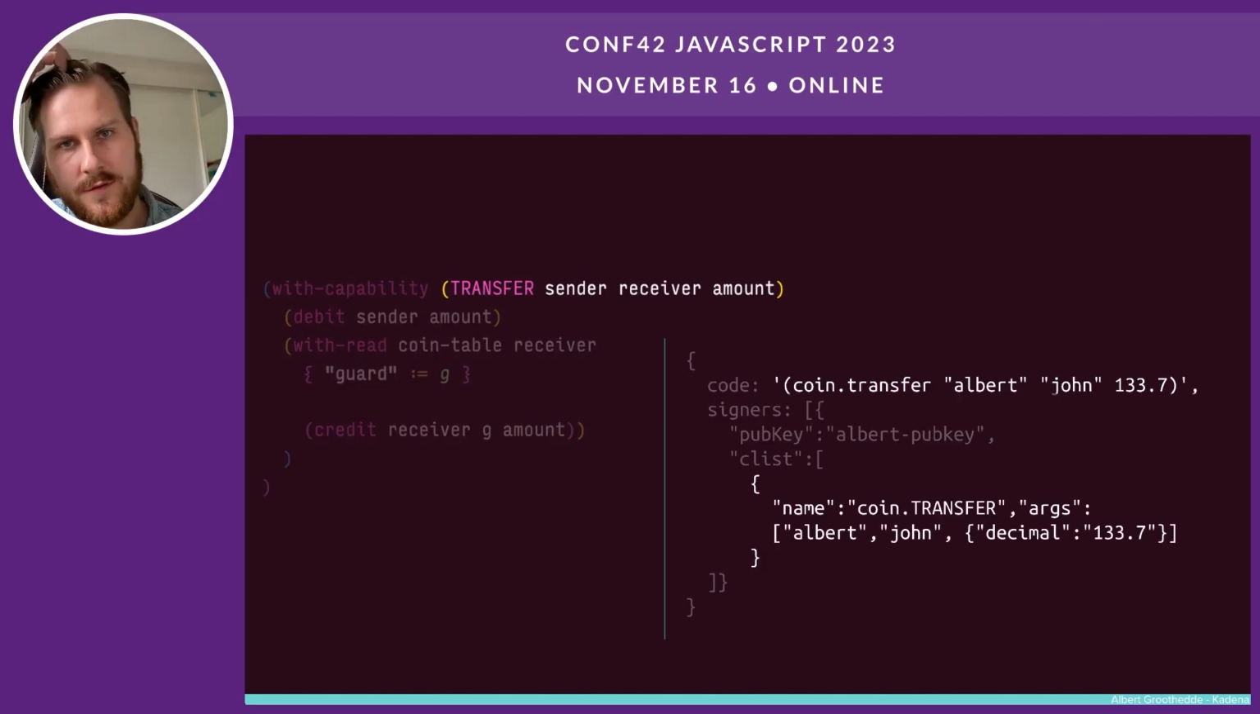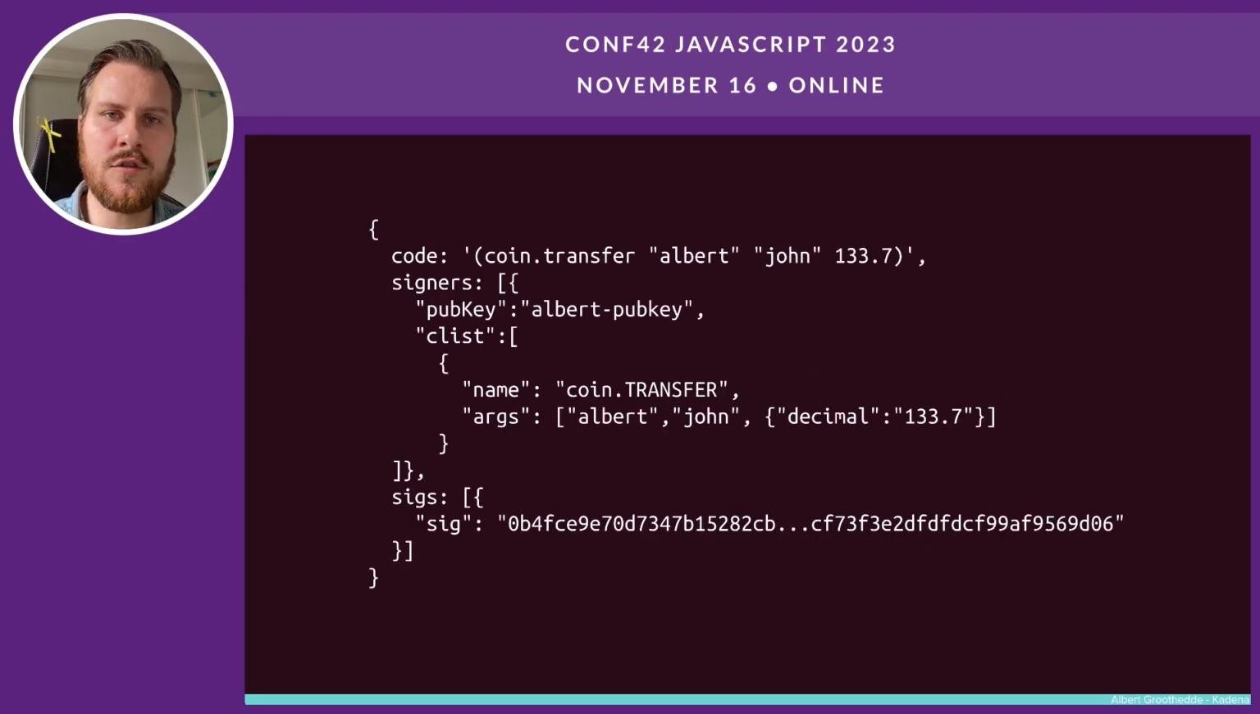What we see that needs to be signed is the coin.transfer with its arguments. When this is signed, it will allow the function to be executed for these specific arguments to transfer money from Albert to John with the amount of 133.7 KDA.